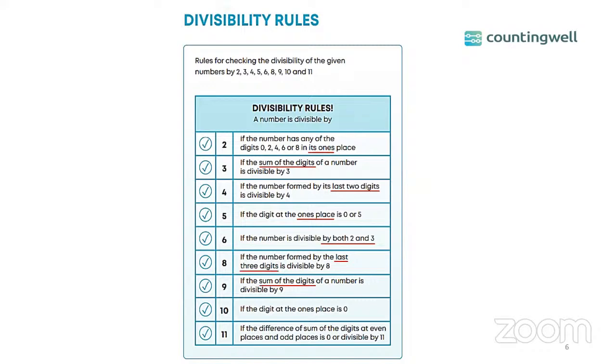Next, if the sum of the digits of a number is divisible by 9, we say that the number is divisible by 9. So here you have to check the sum of the digits of a number. Next, if the digit at the ones place is 0, then the number is divisible by 10. So you have to check the digit at the ones place.